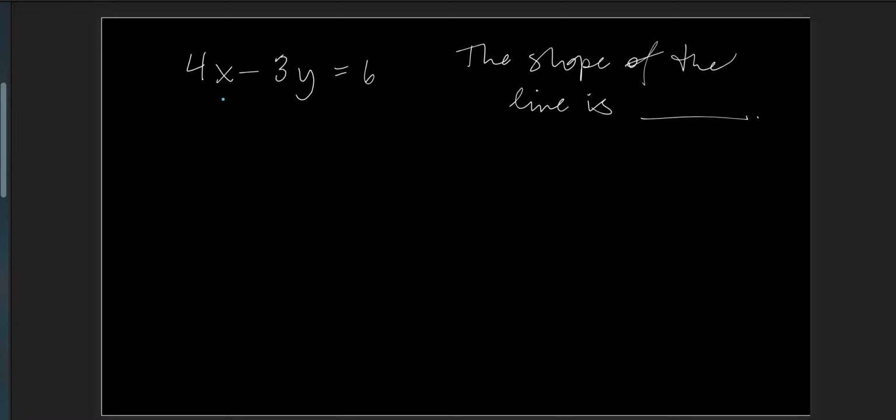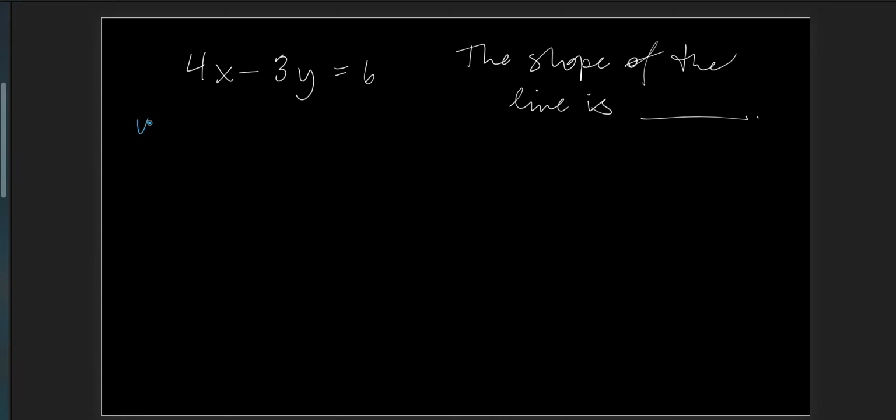The next problem is where we have 4x minus 3y equals 6. And we're asked the slope of the line is what? And remember, slope of a line is a number value. It could be positive, could be negative. No x in there. There should not be x in your answer. You probably will get multiple choice.